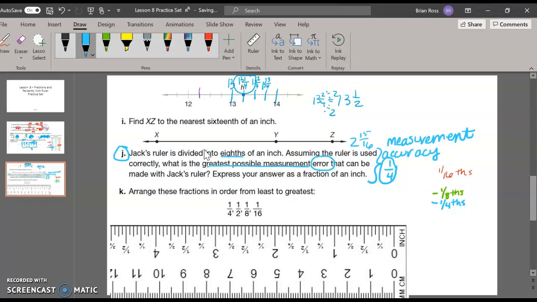Finally, K, arrange these fractions in order from least to greatest. Okay, so we saw this on our inch ruler. We know that our 16ths are very small. So that's probably the smallest. We know that our 1/8ths are going to be the next biggest, right? And then our 1/4ths and our halves. And we can see this in the inch ruler. There's other ways to do this problem, but I think that's what they want you to look at.